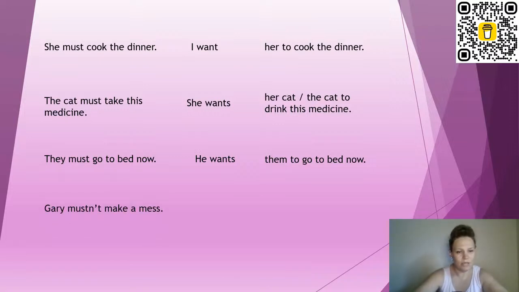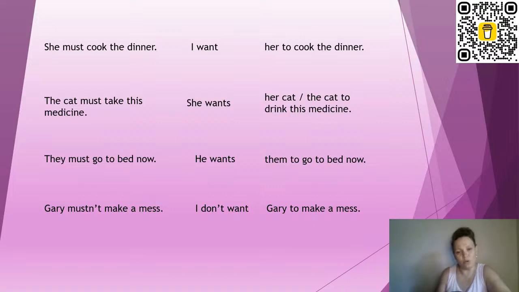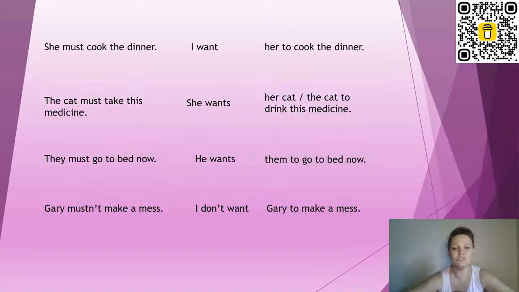Gary mustn't make a mess. I don't want, we have the name and we can leave it, yeah? I don't want Gary and the infinitive to make a mess. In the initial sentence, we have mustn't, but we have I don't want already. So not, so to say, ran away to the first part of the sentence. So I don't want Gary to make a mess. In this sentence, Gary will be the subject of the infinitive.